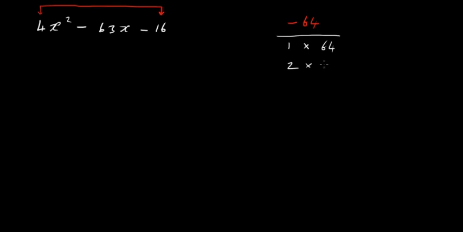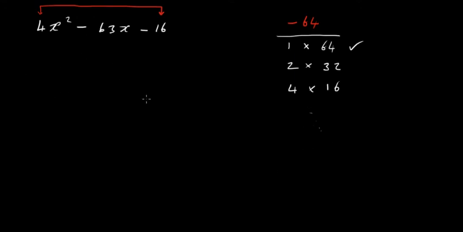There's 2 times 32, there's 4 times 16, and so on. There might be other ones here. But looking at these, I can see already I have one here. I have 1 and 64. If I subtract 1 from 64, I will get a 63 here. So I'm going to try this one first. If this doesn't work, I can always just work my way down here, see if there are any other ones.